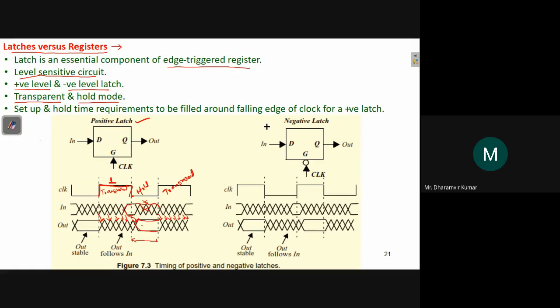And this is a negative latch. So when clock is 0, this becomes the transparent mode, and when clock is 1, this becomes the hold mode. That is the only difference, and all the operation will remain the same. So the setup and hold time requirements have to be met around the falling edge of the clock for a positive latch.